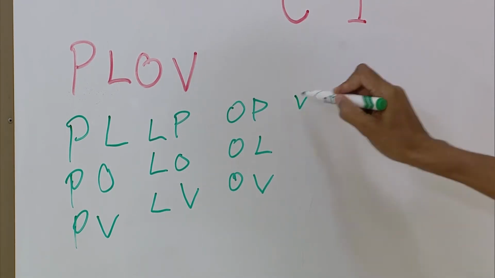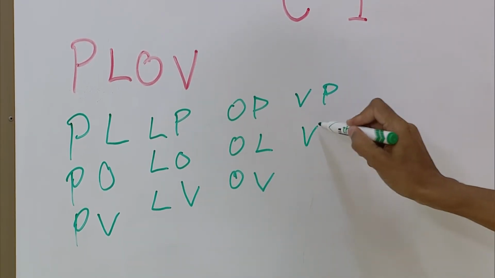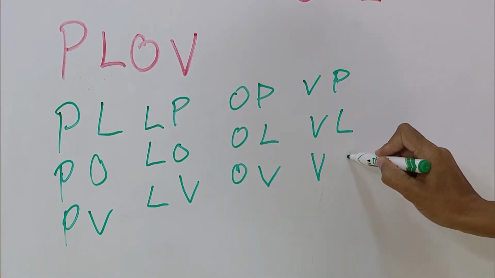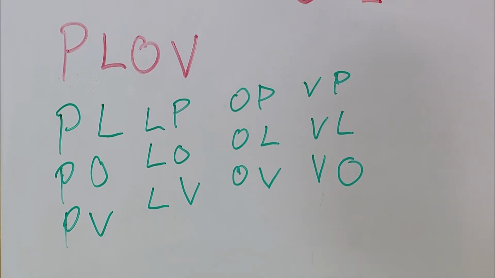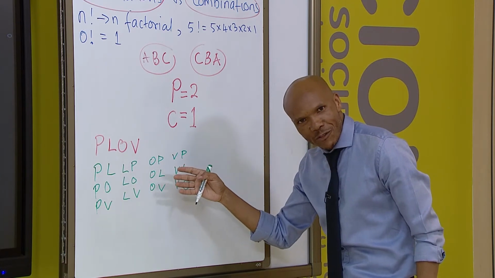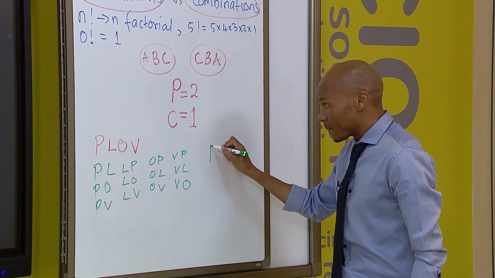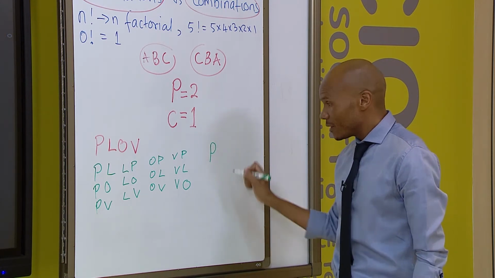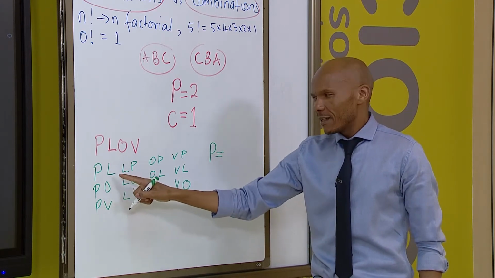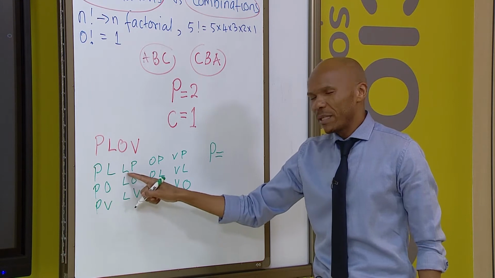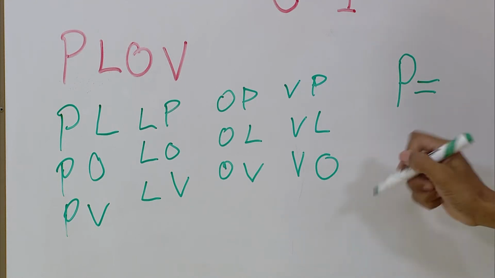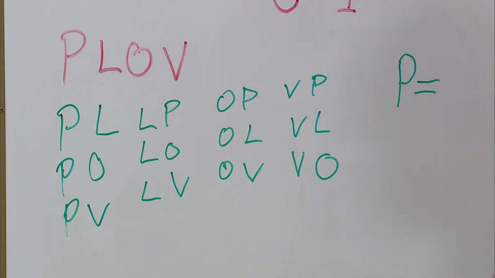And you can have VP, you can have VL and VO. All right, so in this case, you see the arrangements. How many arrangements do we have? We've got 12 arrangements. And this is your permutation, because there are 12 arrangements. But you'd say you have PL and LP. PL and LP are different, they are 2 arrangements. They are arranged differently. Okay, so we have 12 arrangements that are totally different.